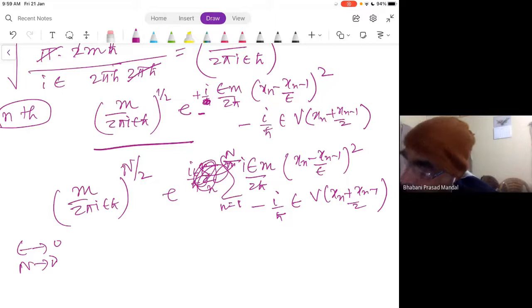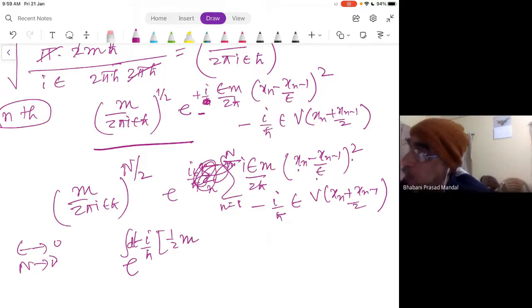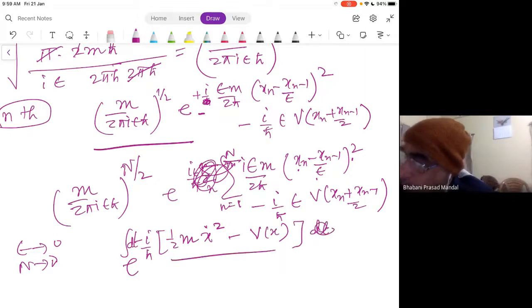So when we do this, we will get an exponential term i by ħ. Then I'll get half m integration dt half m, this is nothing but (xn minus x(n-1) by ε) whole square. So it is x dot square, and this will be v of x, and integration dt. Integration dt I have written. So again we get the Lagrangian half m x dot square minus v(x). This is your Lagrangian. So we get e to the power i by ħ S.